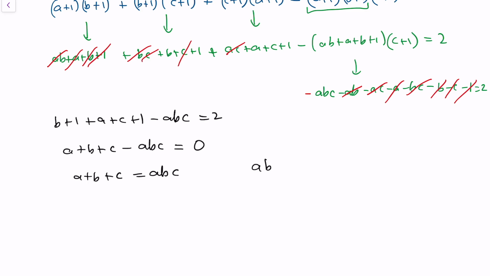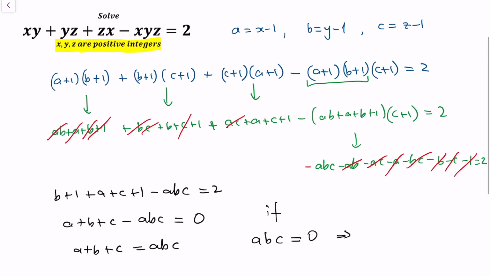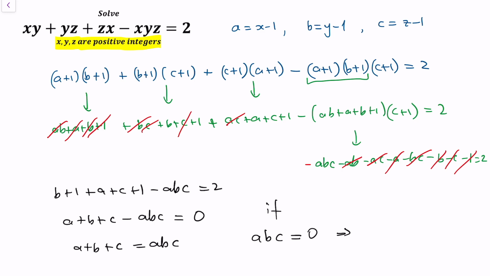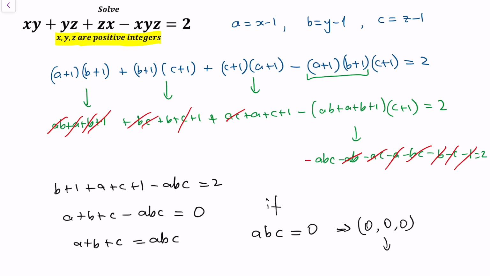Now, first assume that abc is 0. If abc is equal to 0, one of the possibilities is 0, 0, 0. If that's the case, that means x, y, and z would have to be 1, 1, 1. Let's check whether x, y, z equal to 1, 1, 1 satisfies this equation. Well, indeed it does, isn't it? Because you have 1, 1, 1, minus 1. So 2 is equal to 2. Okay, so that's one solution.